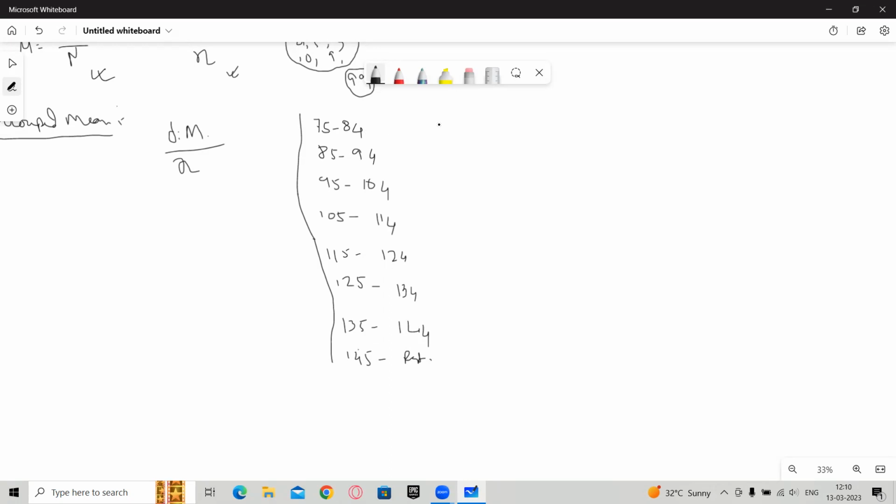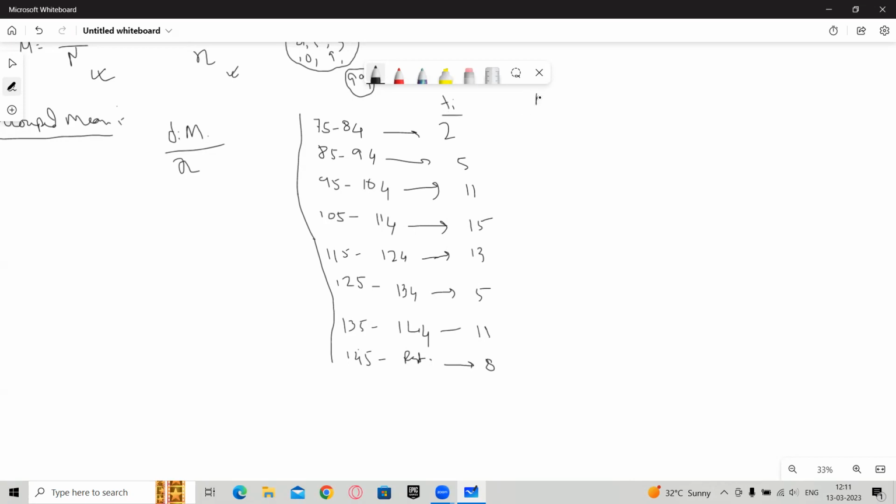So suppose this one has 2, then this has 5, then 11, then these will have some, suppose 15. Suppose 13. Then 5, 11, and in the lower values, suppose 8. This is the total frequency.